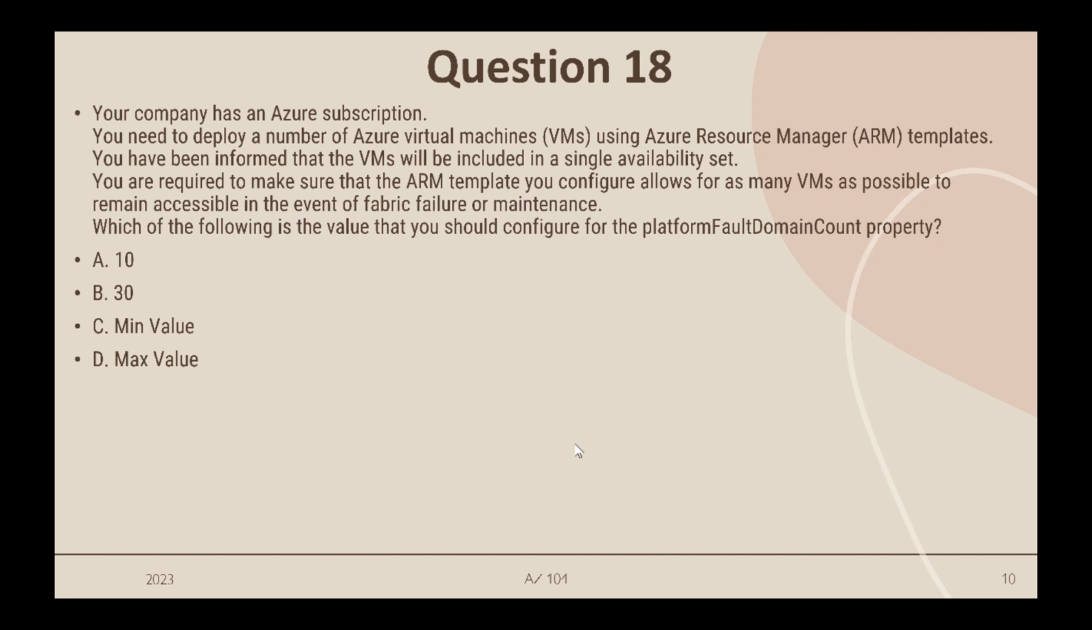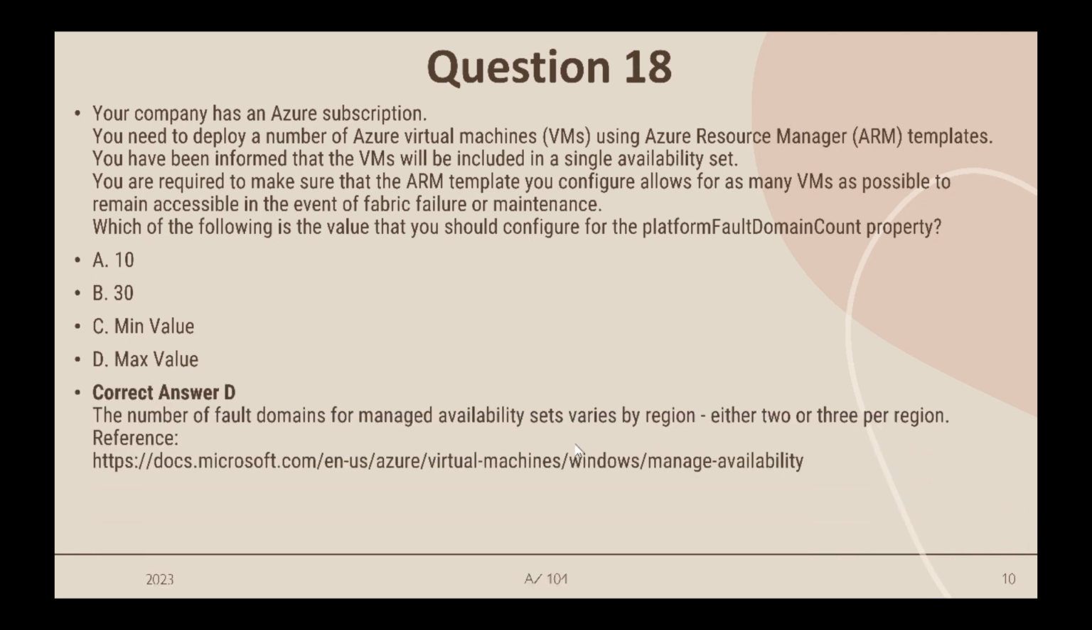So the options are A 10, B 30, C minimum value, and D maximum value. And the correct answer is D, which is maximum value. The number of fault domains for a managed availability set varies by region, either 2 or 3 per region.